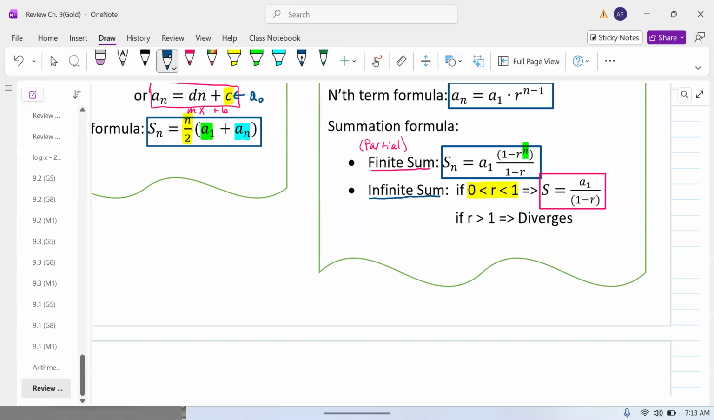Now, something for you to think about is these formulas are actually related. So think about how these formulas are related on your own, and we can maybe discuss that in class at some point.